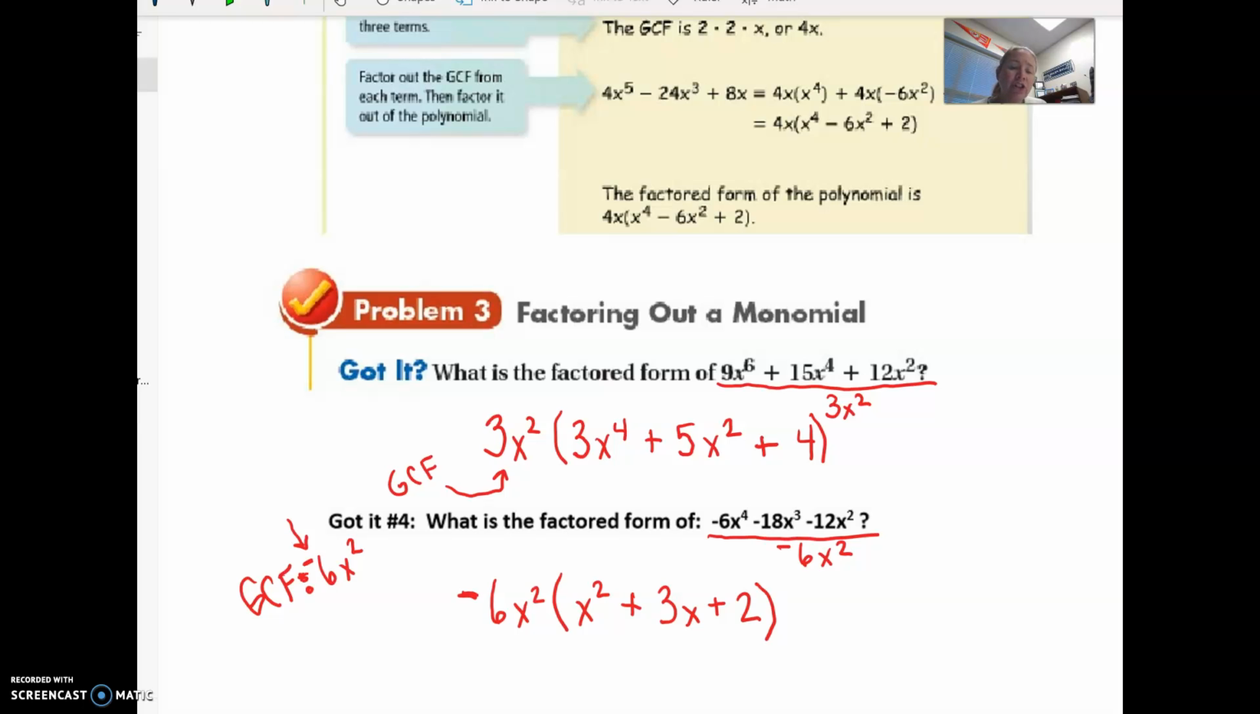And remember, you can check by doing the distributive property. If we do the distributive property to each term, we should end up with what we started with, because remember, factoring is just the opposite of the multiplication process, and you can always check that part.